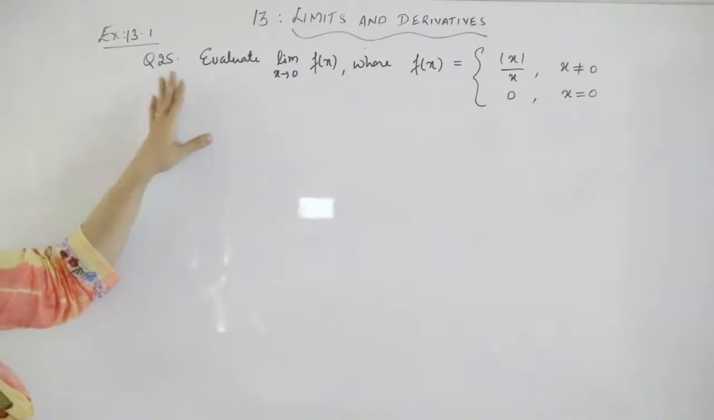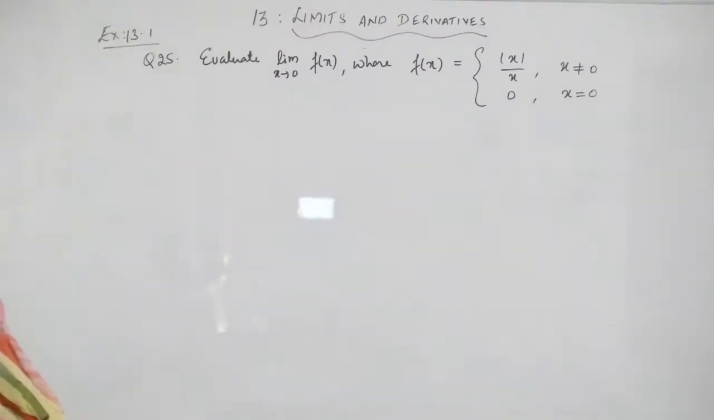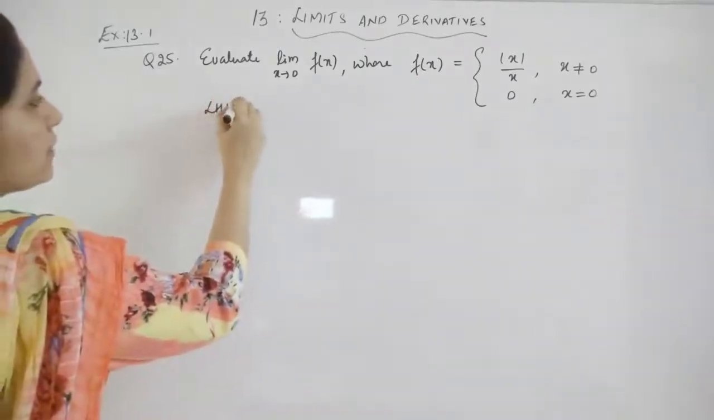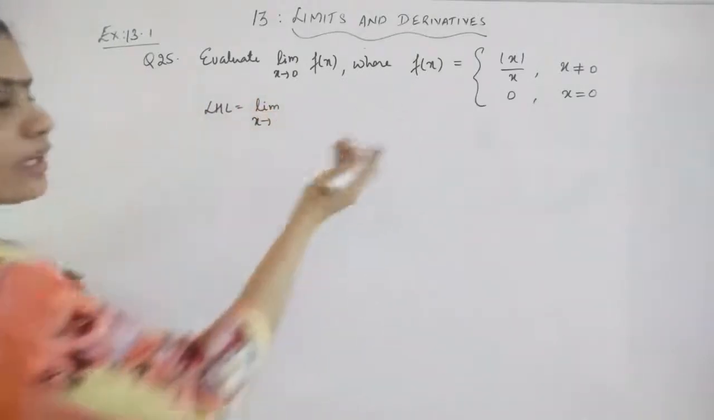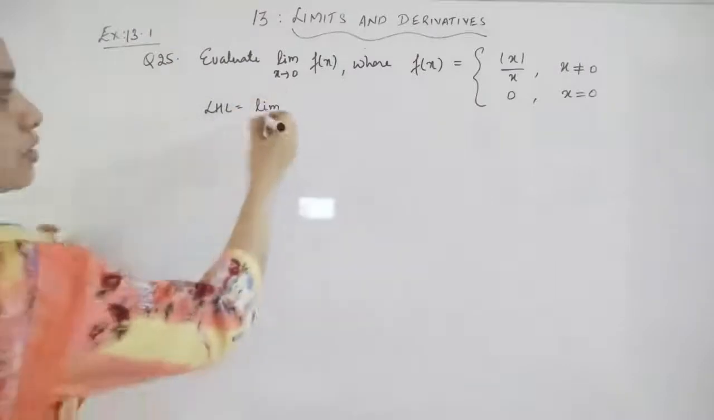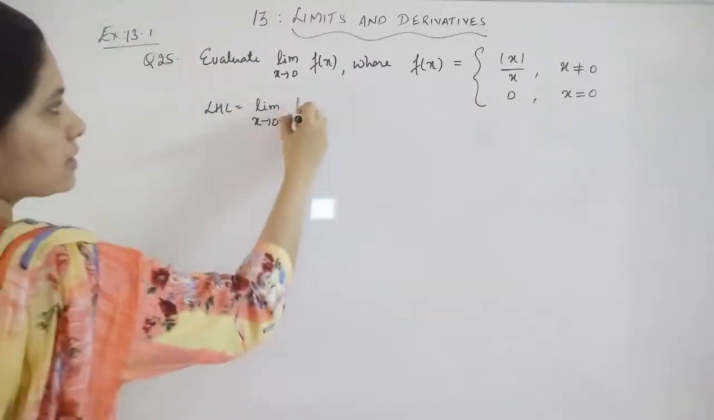Question number 25 is: evaluate the limit as x tends to 0 of f of x, where f of x is again defined by two values, at x not equal to 0 and x equal to 0. You have mod x by x when x is not equal to 0, and 0 when x is equal to 0. Okay, so let's start with the left hand limit, which is limit x tends to 0 minus f of x, since the point where you need to check is 0.